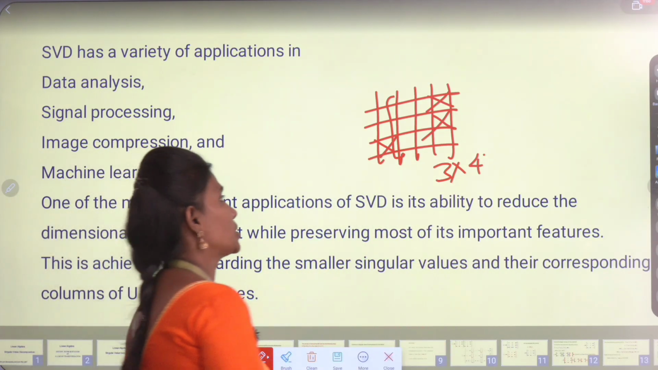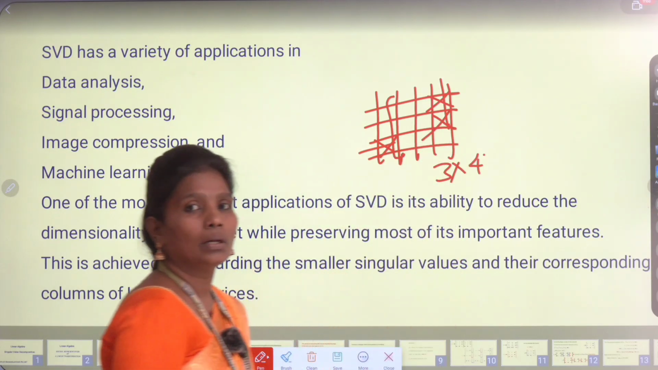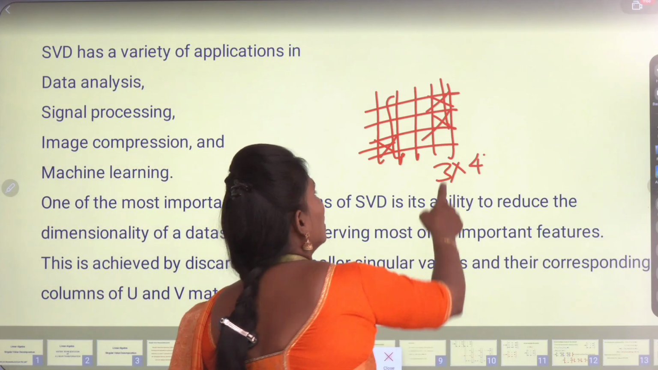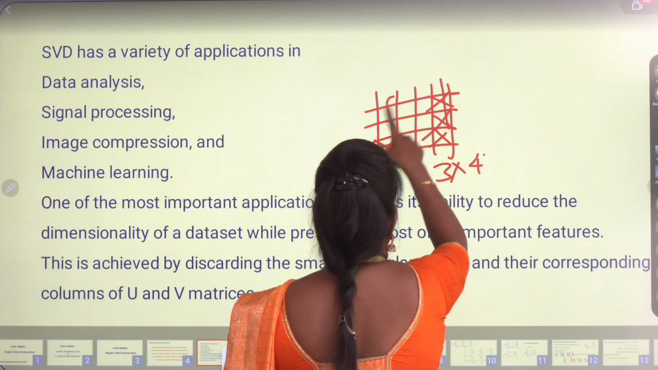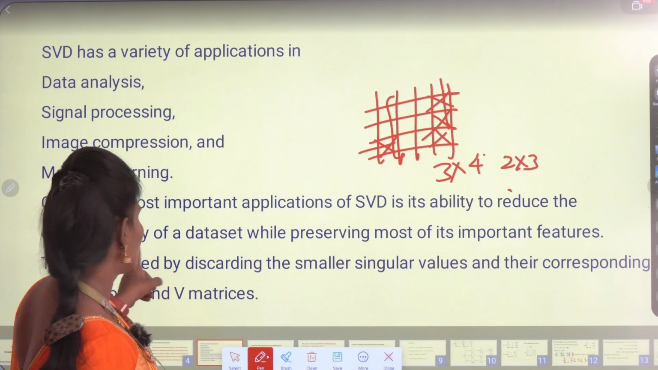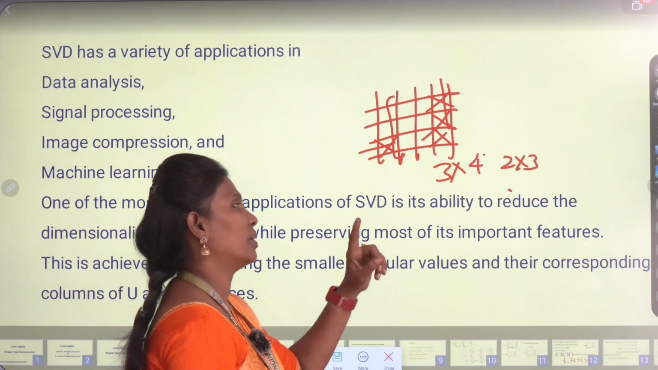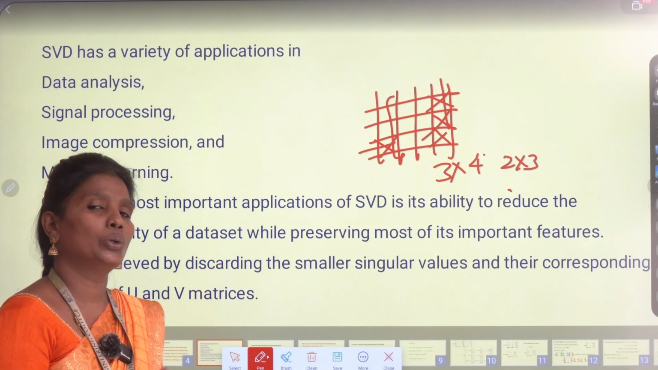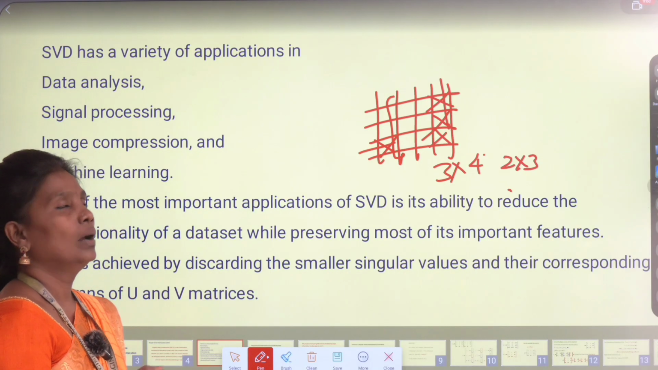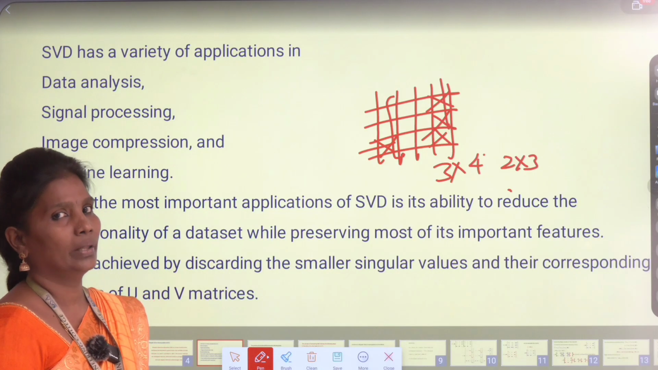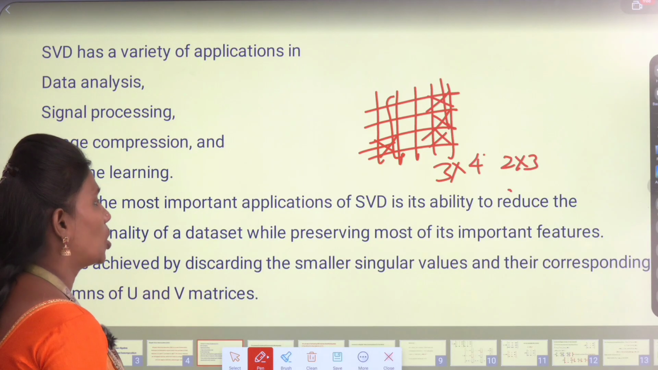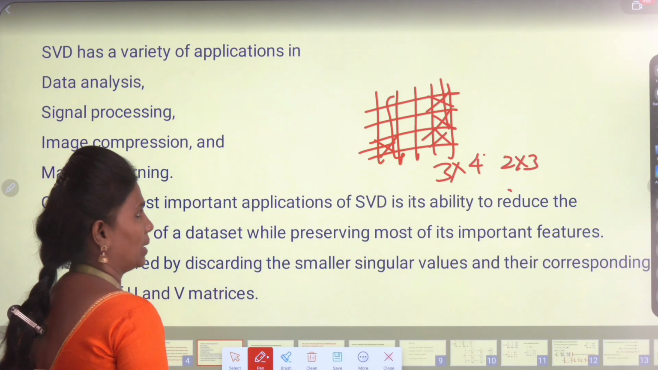Suppose I don't want this part, then these arrays are going to be cut, decomposed from this. The dimension automatically becomes 2 cross 3. Is it clear? So this reduces the dimensionality of a data set while preserving most of its important features. Whatever data items you don't want, you remove. The data is compressed without the unwanted data, and that unwanted data is reduced by using SVD. This is achieved by discarding the smaller singular values and their corresponding columns of U and V matrices.